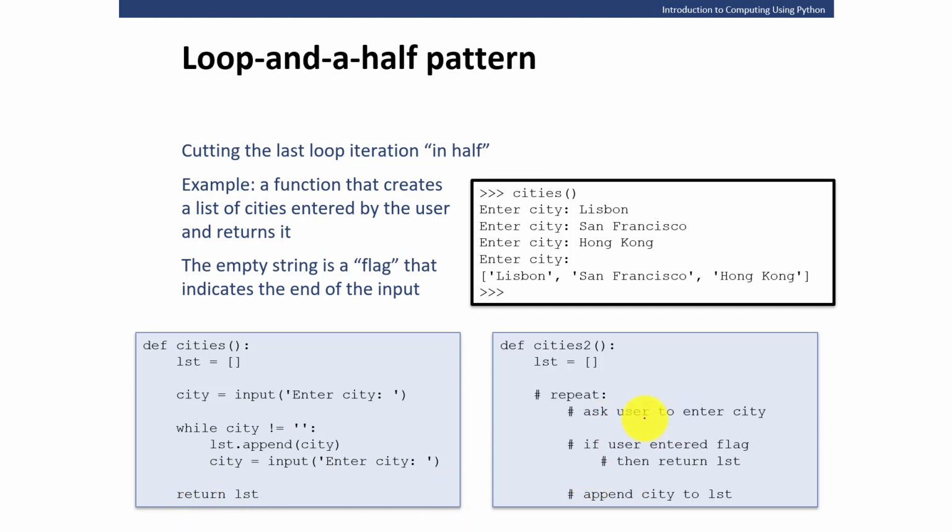Here I'm going to provide an infinite loop, and ask the user to enter the city. If the entered city is the flag, then I am going to return the list. Otherwise, I'm going to append the city to the list. All right, so let's take a look at this. As we can see here, while True, and this is an infinite loop, remember, we ask the user to enter the city. If he entered an empty string, we return the list. If not, we append whatever he entered to the list.